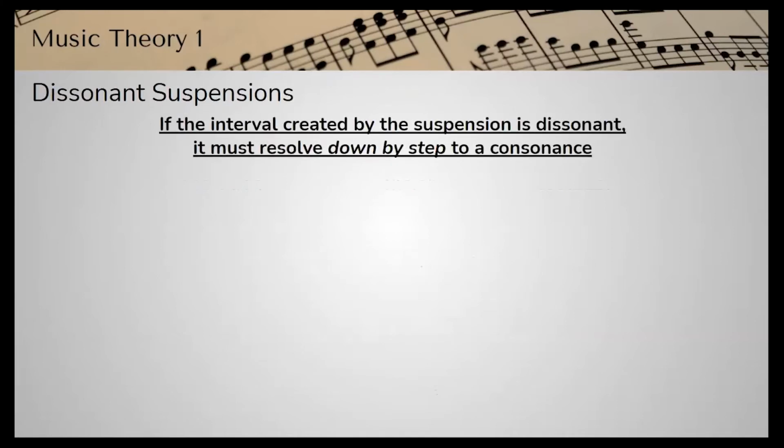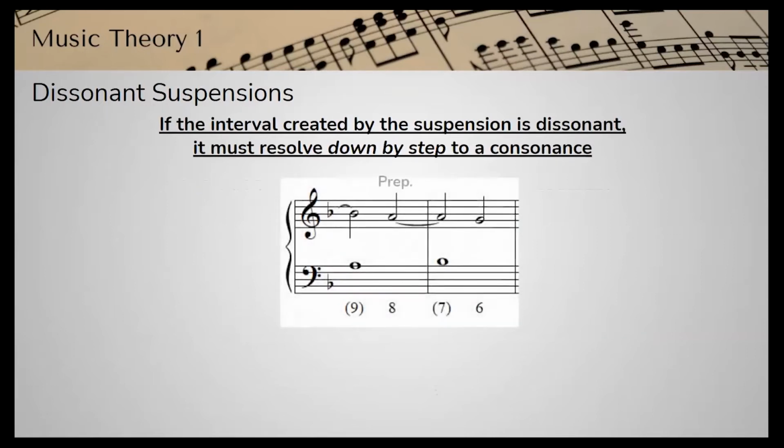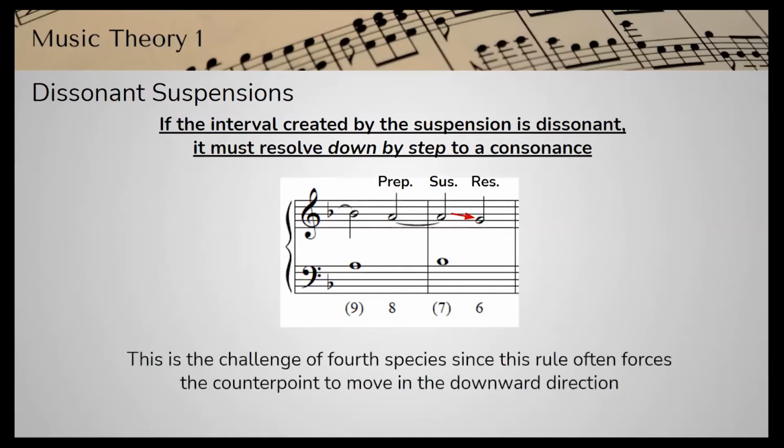The one rule to remember is that a dissonant suspension must resolve down by step to a consonant. So here's the example we used. That A octave is our preparation, which becomes a seventh, which is dissonant, which means it needs to resolve down by a step to become a sixth for resolution. And this is the challenge of fourth species, since this rule often forces the counterpoint to move in the downward direction, which means that you're limited by the shape that you can follow.